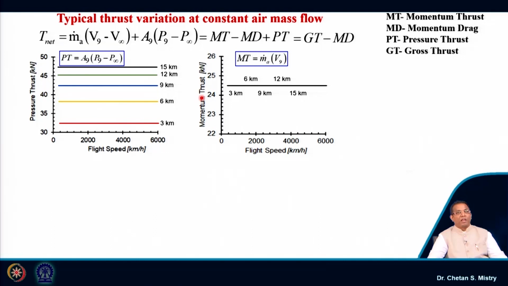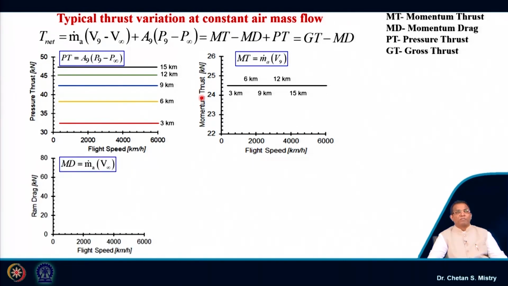Now, let us try to analyze the next term, that is my momentum drag. This momentum drag is represented as m dot into V infinity. Since we have assumed this m dot to be constant and V infinity is the flight velocity, you can say this is resulting in the change of my drag. This drag is also defined as ram drag. We will be discussing this ram drag in detail in the next few lectures. So, here in this case we can say we are having the linear variation of this.